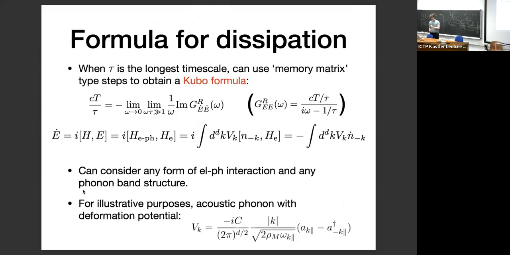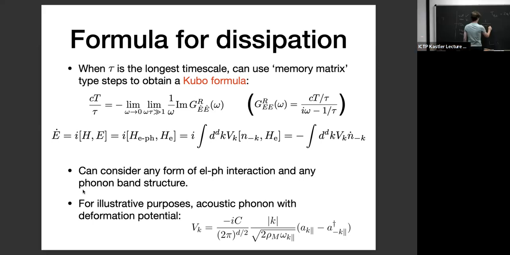So let me quickly tell you about where the formula comes from. It's a method that I think should be more widely used in general. There's this thing called the memory matrix methods, which are based around Kubo formulae. And they're useful precisely when there's one slow process that you want to think about. An example is the Drude formula. So when you have something like this for the conductivity, this is not normally exact.